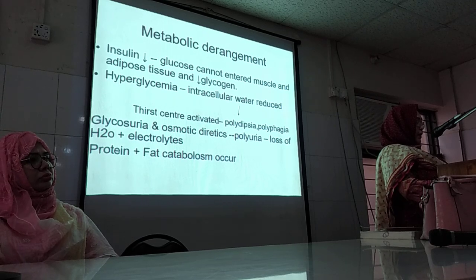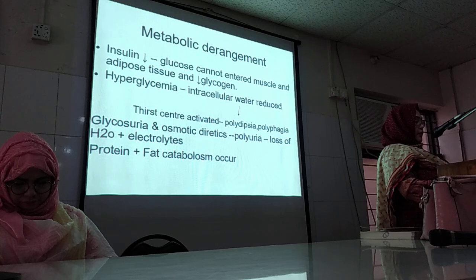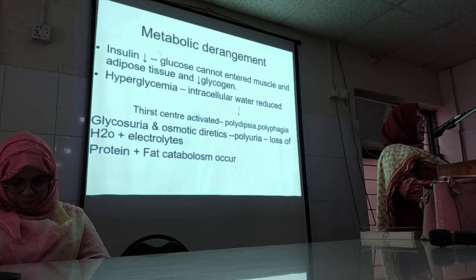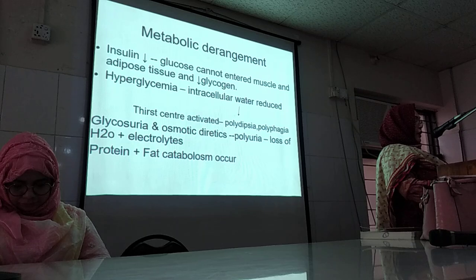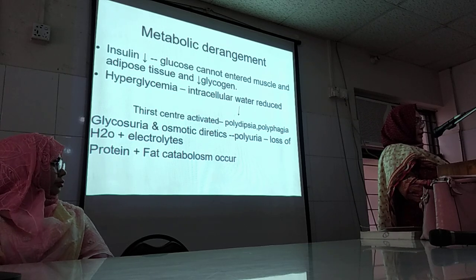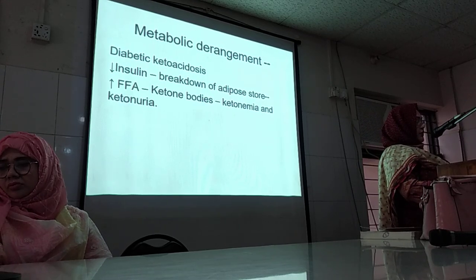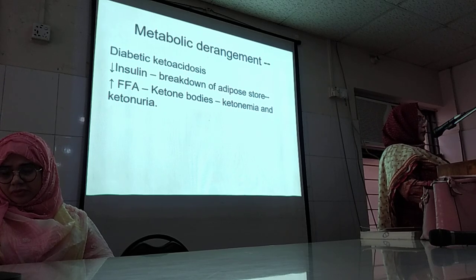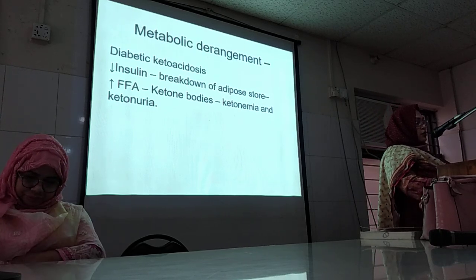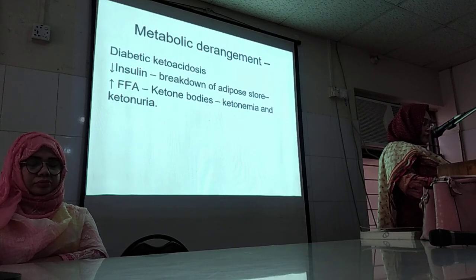Hyperglycemia, intracellular water reduces, the thirst center is activated, that is why polydipsia and polyphagia. Glycosuria and osmotic diuresis cause polyuria, loss of water and electrolytes, and protein and fat catabolism occur. Diabetic ketoacidosis: decreased insulin, breakdown of adipose stores, increased free fatty acids, ketone bodies, ketonemia and ketonuria.